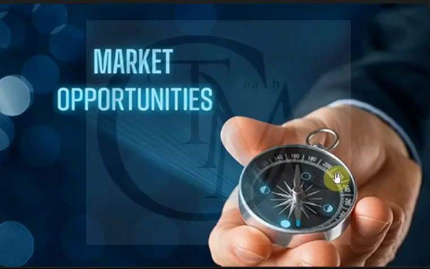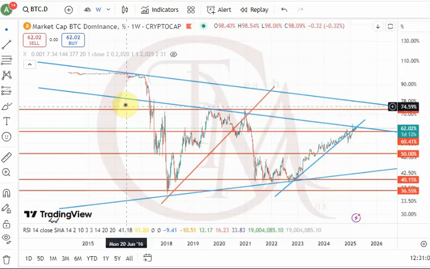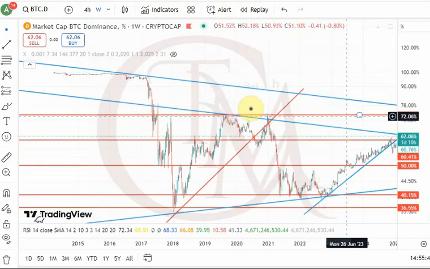5. Identifying trading opportunities. Traders can use Bitcoin dominance to spot opportunities in the altcoin market. For instance, if Bitcoin dominance reaches a historical resistance level, it might be a good time to sell Bitcoin and buy altcoins. Now that we are familiar with the importance of Bitcoin dominance, let us examine Bitcoin dominance at the moment. How to view Bitcoin dominance on TradingView.